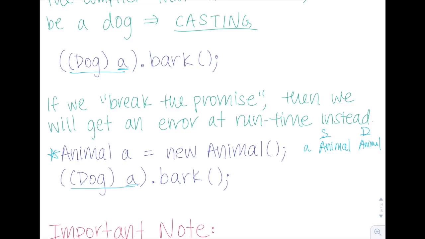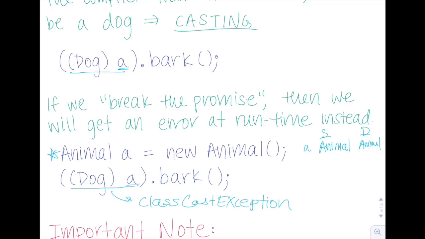And then at runtime, we double check. So at runtime, it's like, well, let's just make sure that we actually followed through on our promise. And if A actually pointed to an animal, then this cast would throw a class cast exception because it isn't a dog, and so you broke your promise.